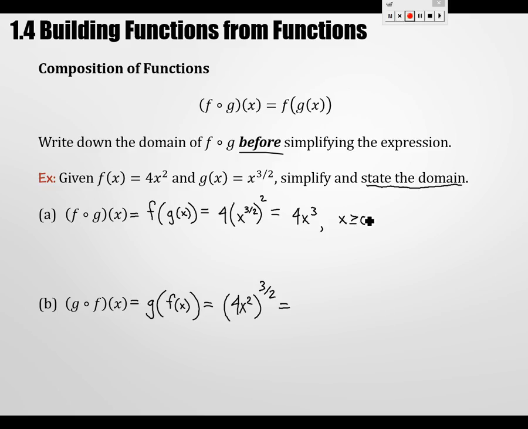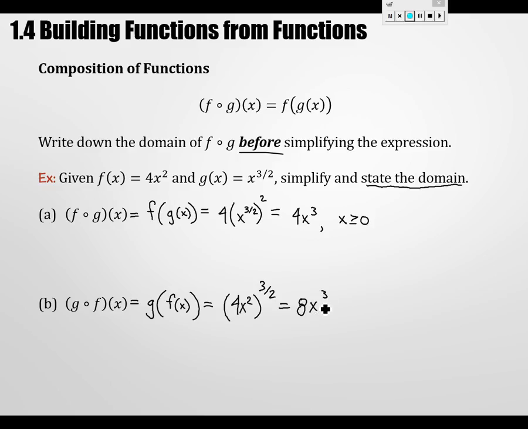Even though if someone just showed you this, 4x cubed, you'd be like, oh, all reals is the domain of that. So we just need to be careful. This is the function 4x cubed with the domain restriction, x greater than or equal to 0. Love it. Moving on. Now how do we simplify? Oh, good. We get an opportunity to practice our fractional powers. What is it? Don't be too excited about this. 4 to the 3/2 is. You got it. 8 times x to the 3rd here.